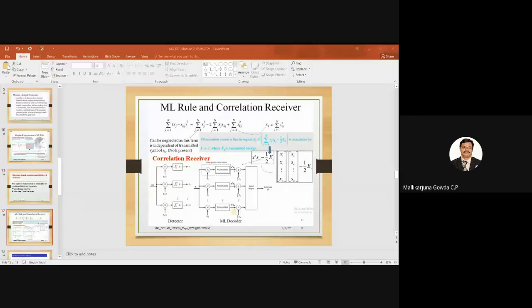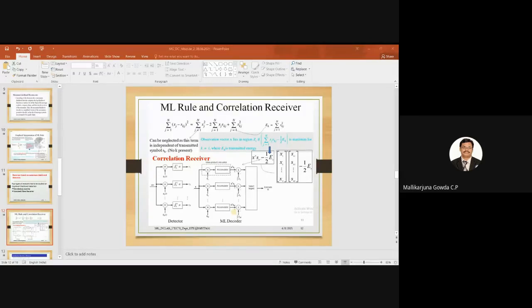What is the next subsystem? I am passing the received vector x through the inner product calculator. What is that inner product calculator? I need to get this first term, that is the inner product. I do that by multiplying the received vector by the signal vectors, that is s1, s2 and so on up to sm, then accumulating. Together the output of that will be x transpose sk, where the value of k can vary from 1 to m. So like that I have m number of these things.